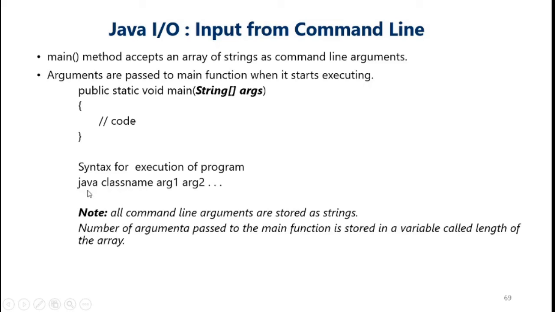So java is the tool for execution of the program. Then we give the class name, which is your program name, and after the program name you give the arguments. These can be n number of arguments. Here argument 1, 2 and so on are given. So arguments 1 and 2, these values are stored into this array args. So you can pass values on the command line using this syntax.